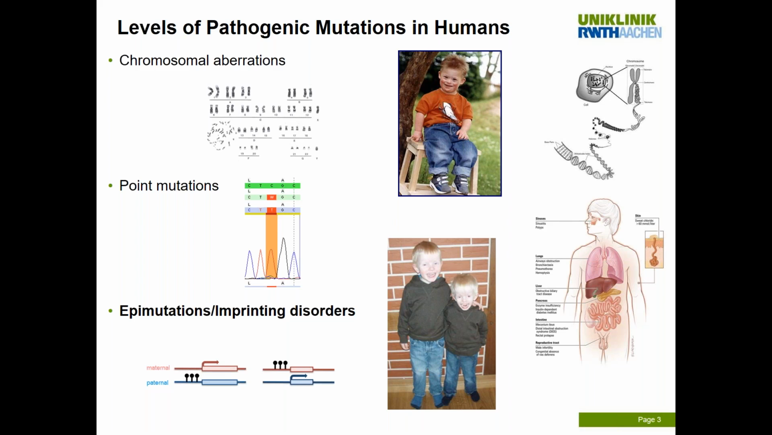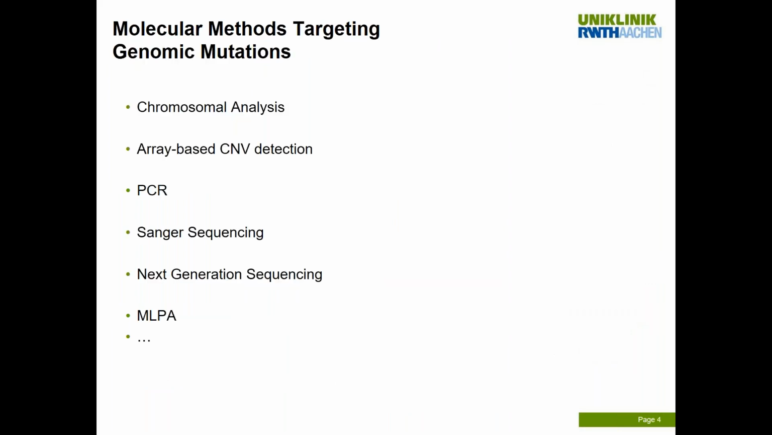Just a short reminder. When we talk about genetic testing, we are talking about the mutations we are addressing. We have different levels of mutations, and we can discriminate between chromosomal aberrations like in trisomy 21 or DiGeorge syndrome with small deletions. Then we have the classical monogenetic diseases characterized by point mutations. And then we have the imprinting disorders with a very specific and special type of mutations or molecular defects. These are the epimutations and imprinting disorders.